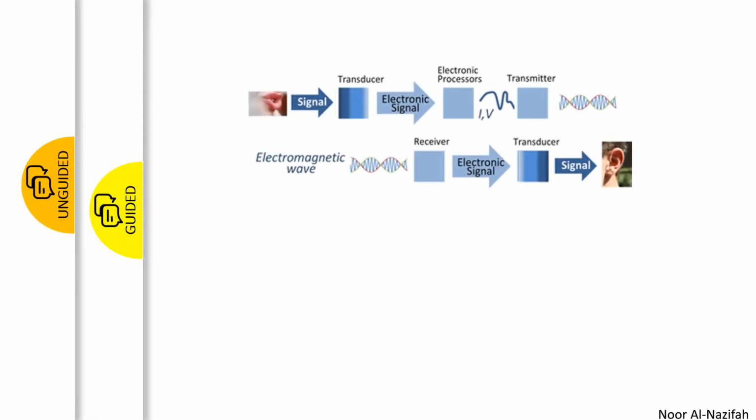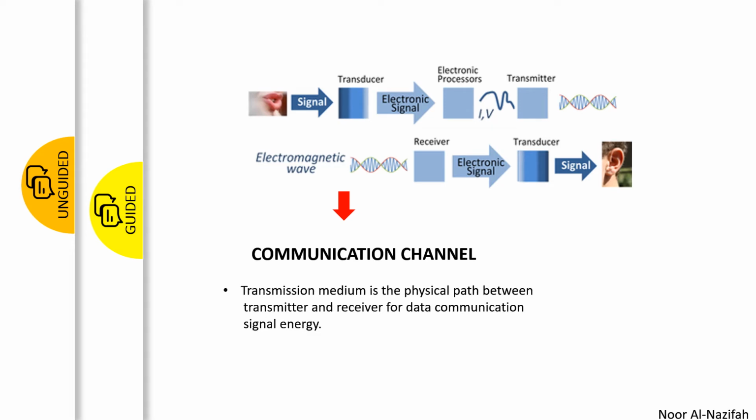Now let's continue with the fourth key point, which is communication channel. It can be referred as medium by which a signal travels. The transmission medium is the physical path between transmitter and receiver for data communication signal energy. There are two types of media by which electrical signals travel.